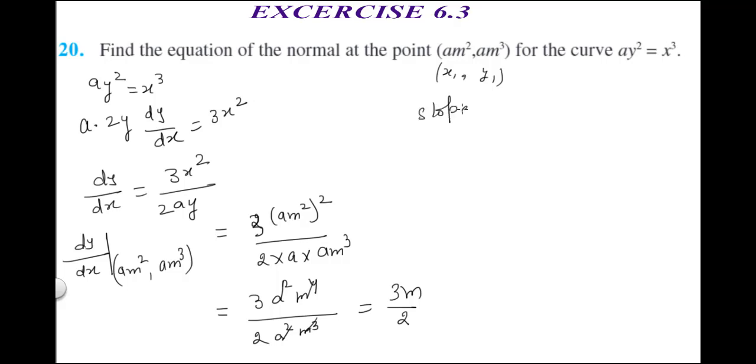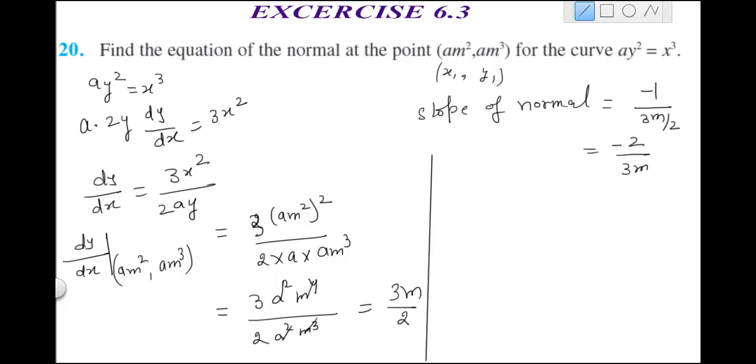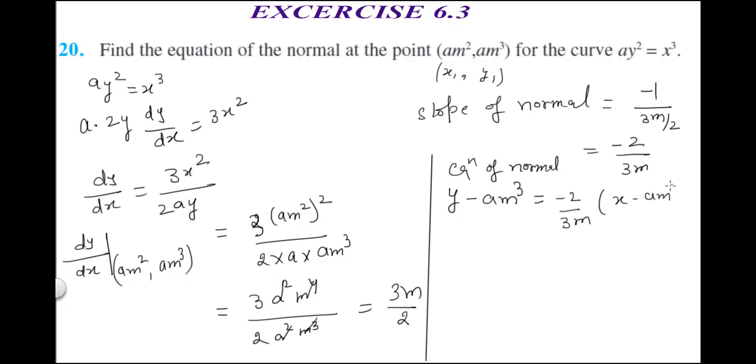So slope of normal will be minus 1 upon 3m divided by 2. So it will actually be minus 2 upon 3m. So this is the slope of normal. Now what is the equation of normal? How do we form it? The same way, y minus y1, where y1 is am cube, equals m, which is the slope of normal, minus 2 upon 3m into x minus x1, which is am square. You can just mention equation of normal, okay?